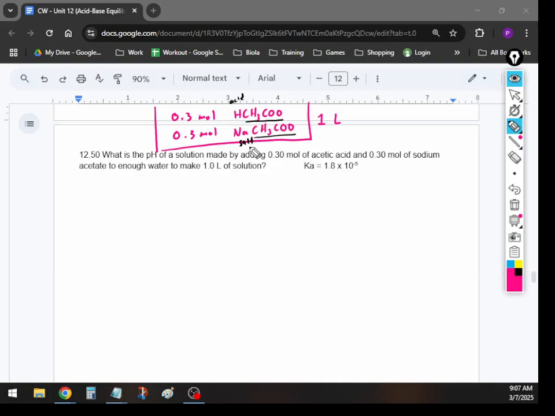So let's start with our acid. So if we take a look at acetic acid, HCH3COO, what type of acid is this? Weak. Yeah, it's not one of the 7, so this is going to be your weak acid. So let's label it as weak acid.